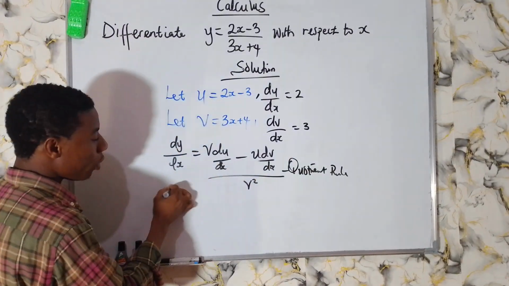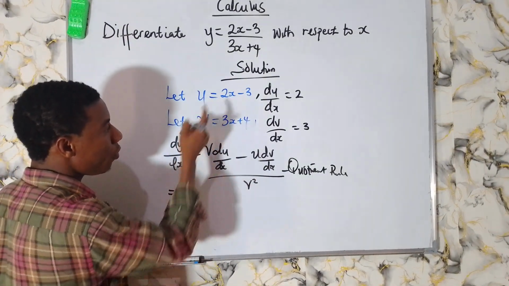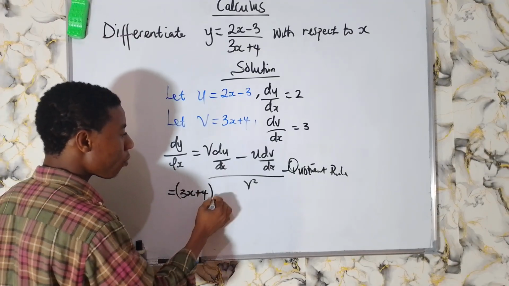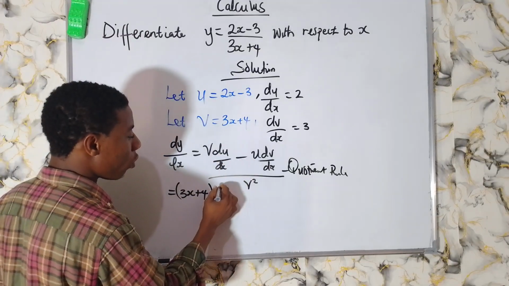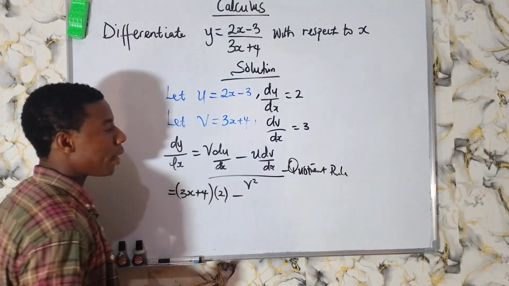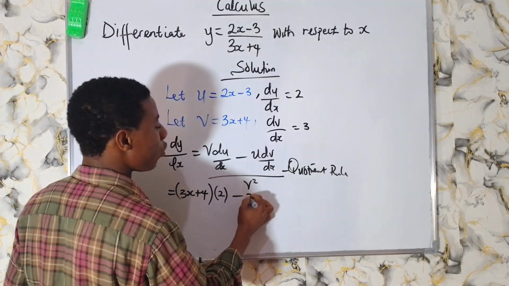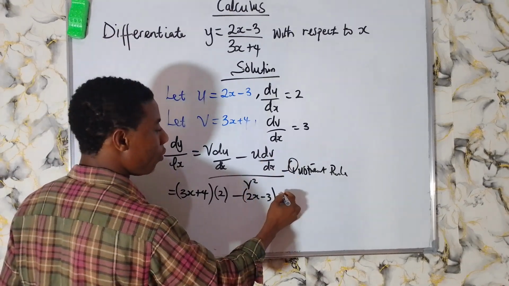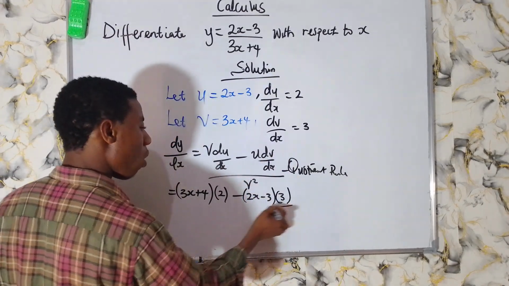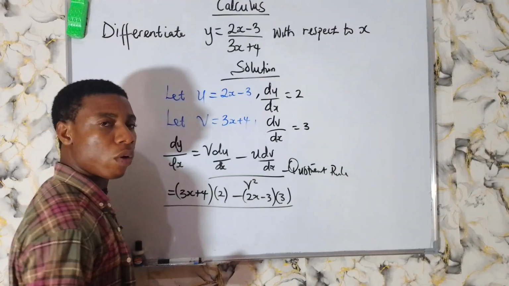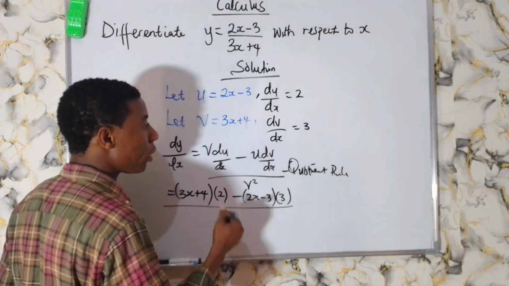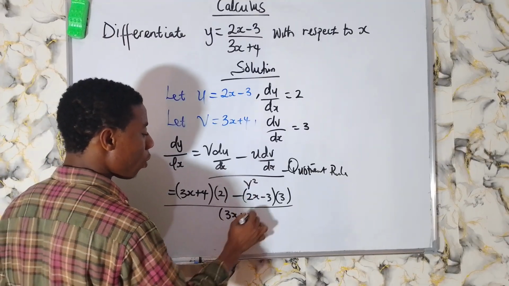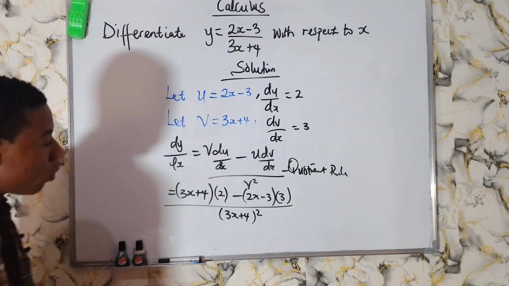So what is v? v from my initial is 3x plus 4, and du/dx is only 2. Minus u, which is 2x minus 3, and dv/dx is only 3, all over v squared. So v here is 3x plus 4, all squared. Wow, that's very interesting now.